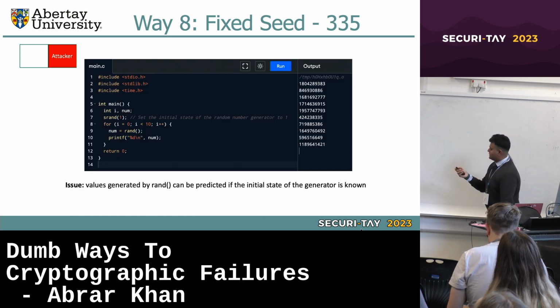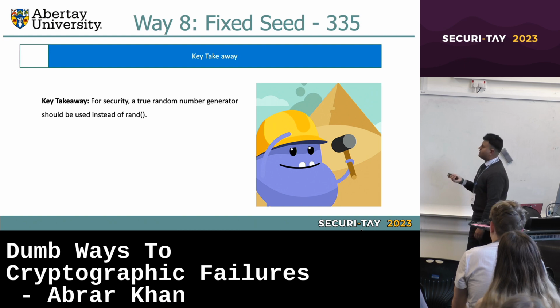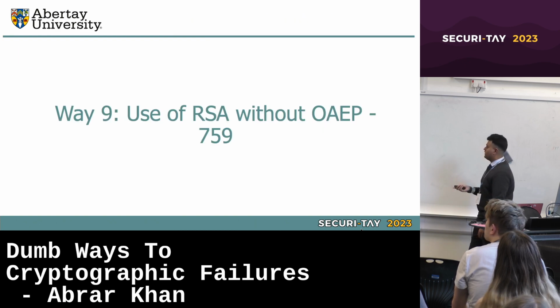Just like this. If I have this piece of code right here, no matter how many times I run this, I'll always get these values. So obviously these are not random. There's a pattern to it, and when there's a pattern to it, obviously that doesn't provide good security. So for security, a true random number generator should be used.